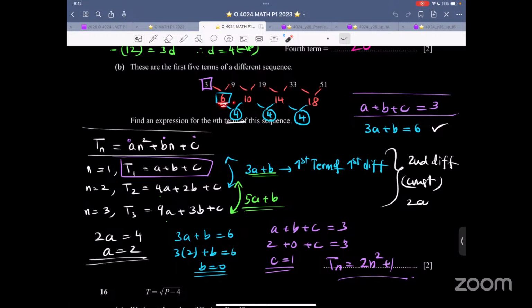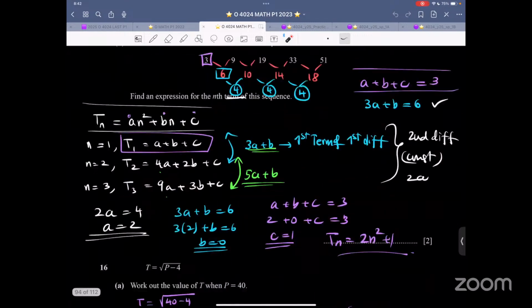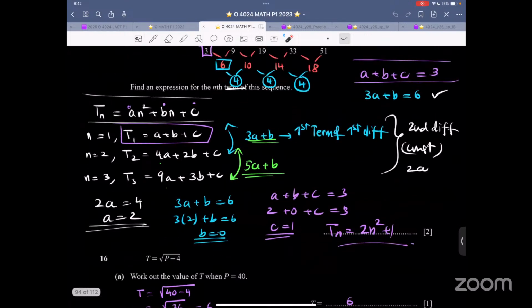The difference between first 2 is 6, and then it's increasing by 4, then increasing by 4, then increasing by 4. If the first difference increases by a constant value, it's not a linear sequence. That means the second difference is constant, therefore it's a quadratic sequence. It's of the format an squared plus bn plus c. And we use this result. We can solve it simultaneously as I've done.